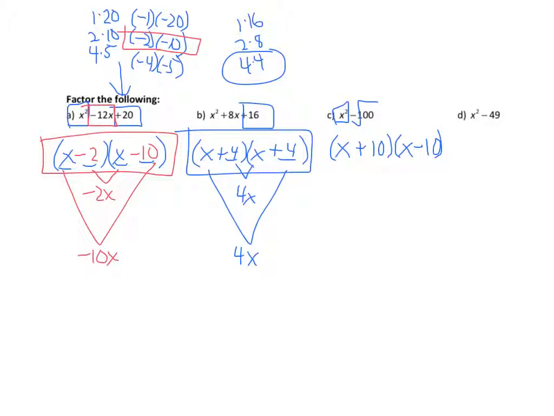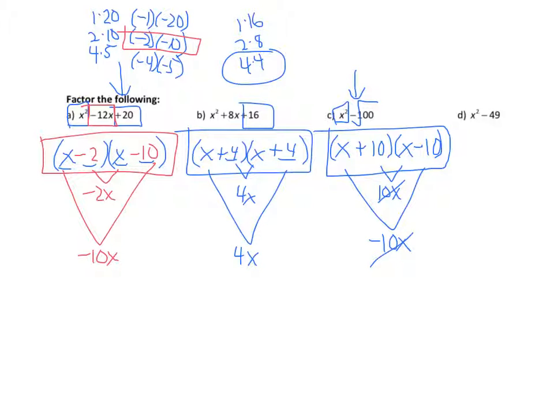And that's our answer. And the reason this works is, when I multiply my inside parts, I get 10x, and when I multiply my outside terms, I get negative 10x. If I add those together, they cancel out or make 0, which is why there was no middle term in this expression. So this is our final answer.